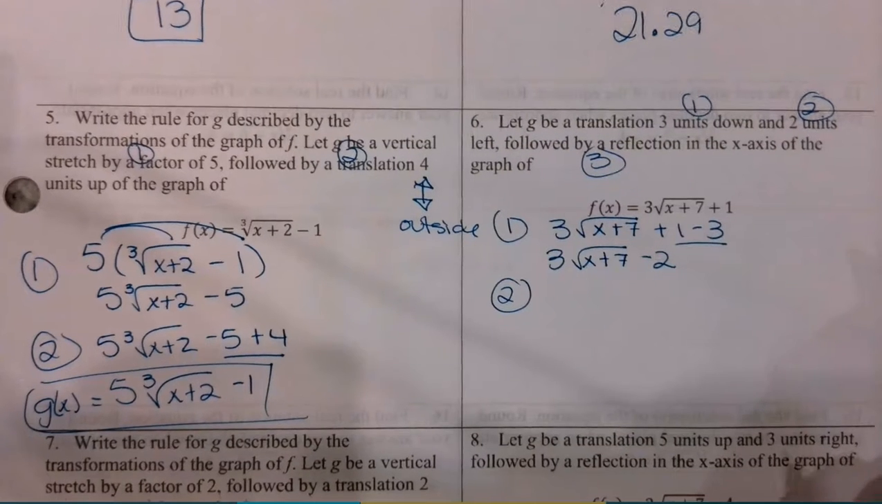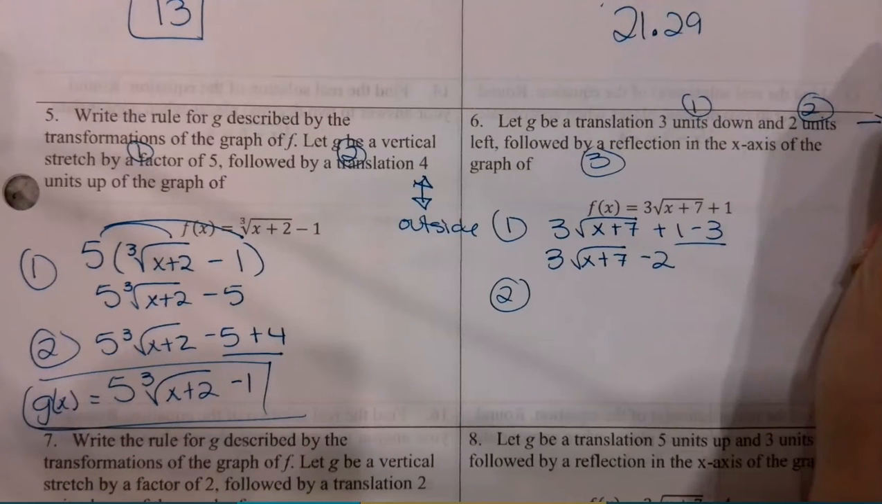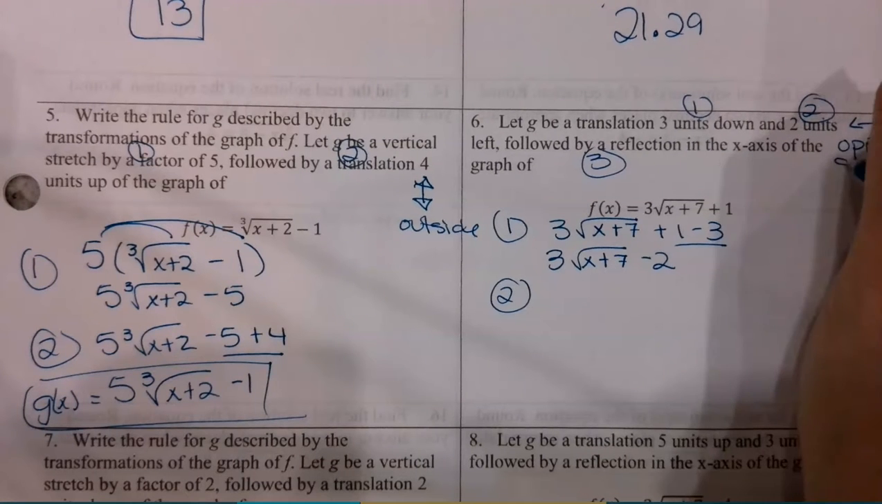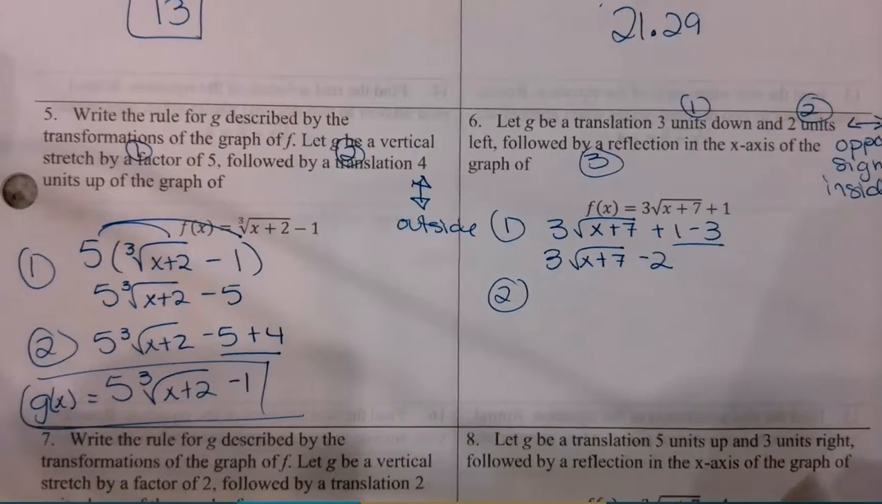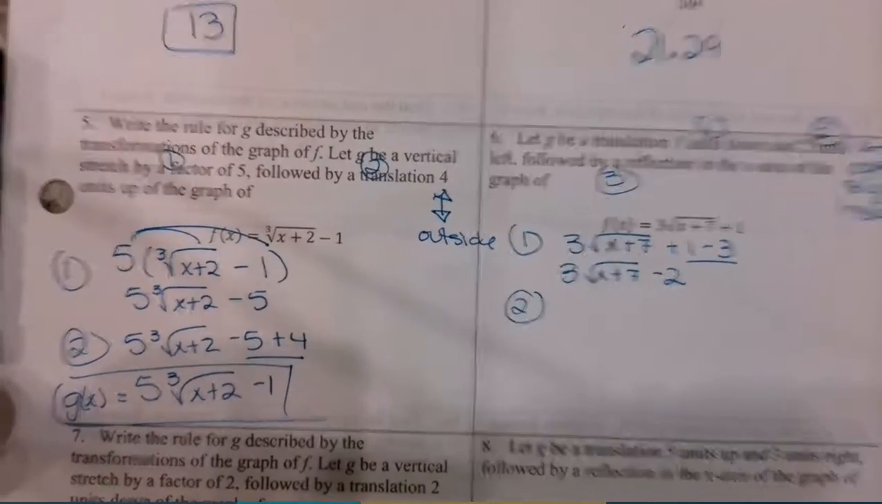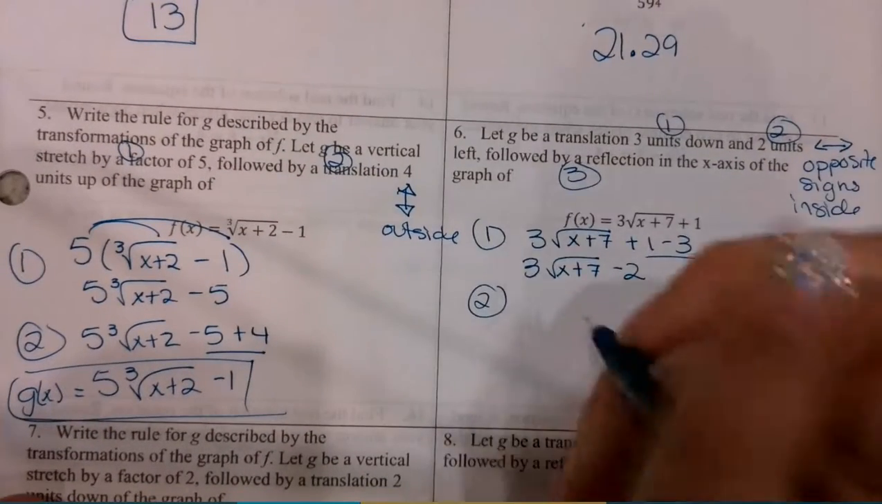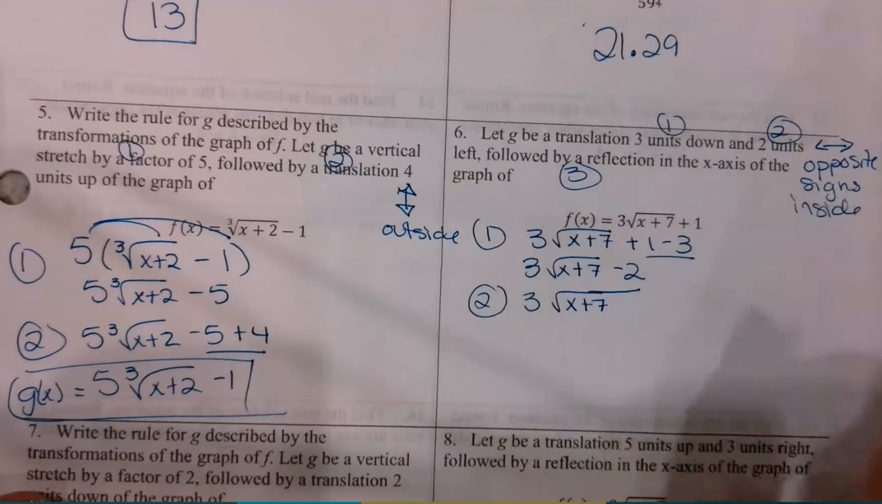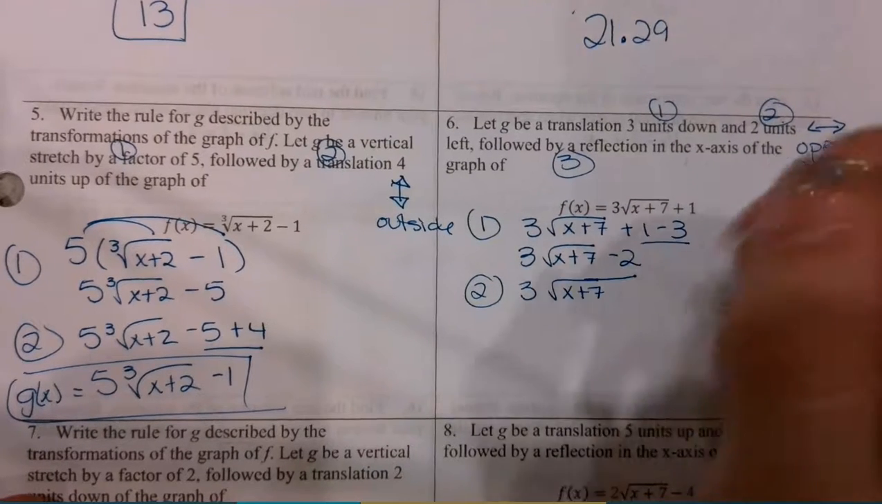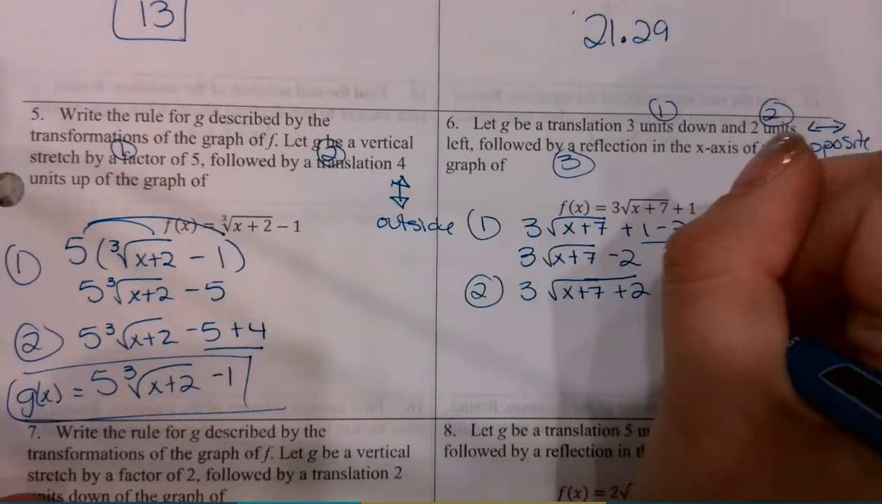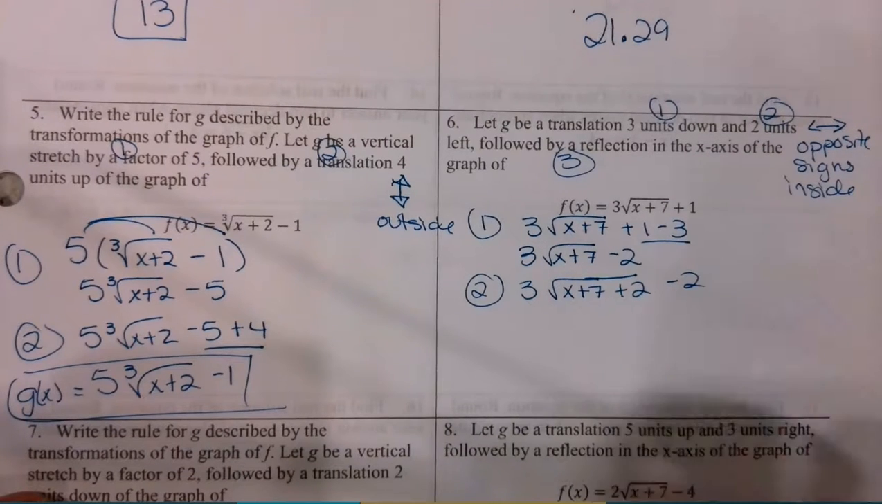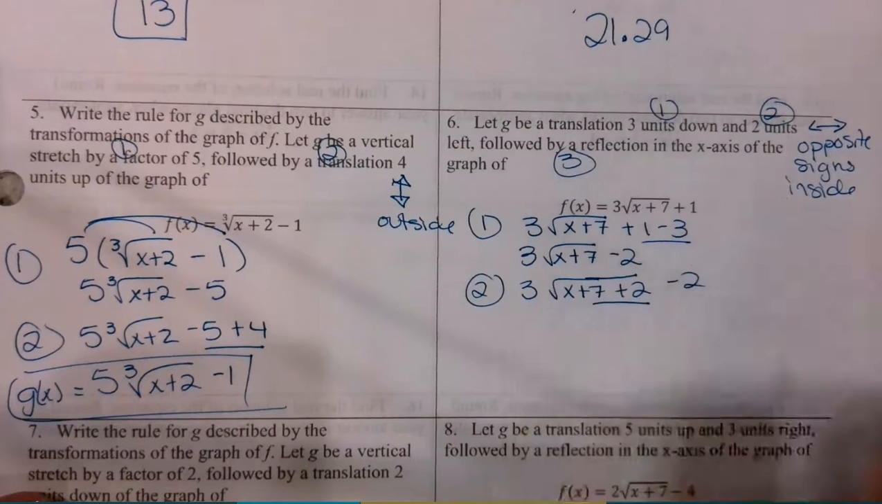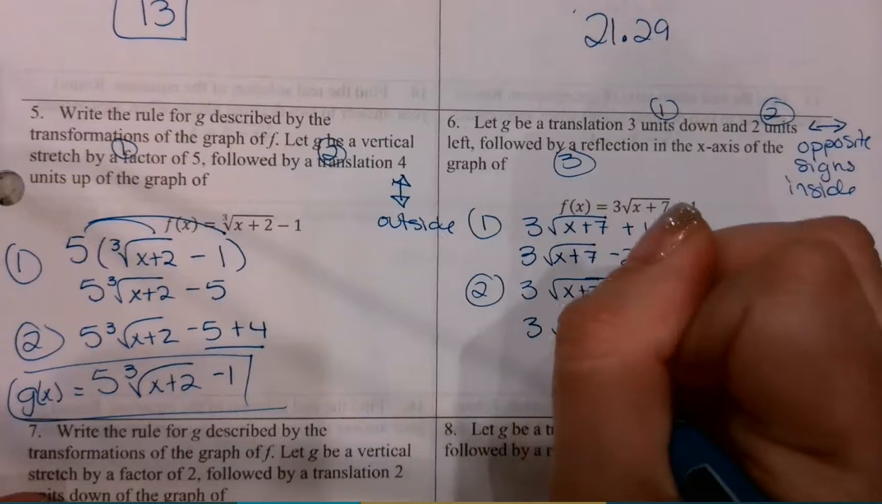My second step is 2 units left. Left and right are opposite signs inside. That is kind of off the screen. So I have 3 square root of x plus 7, and then 2 units left would normally be negative. Opposite sign is plus 2, and the minus 2 from before stays out there. I want to combine like terms on the inside. 7 plus 2 is 9.